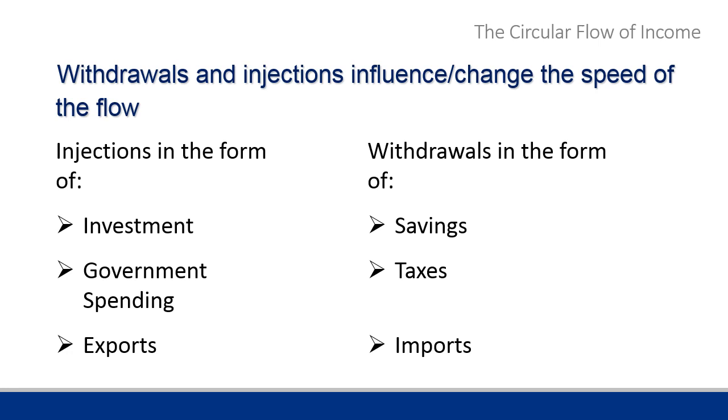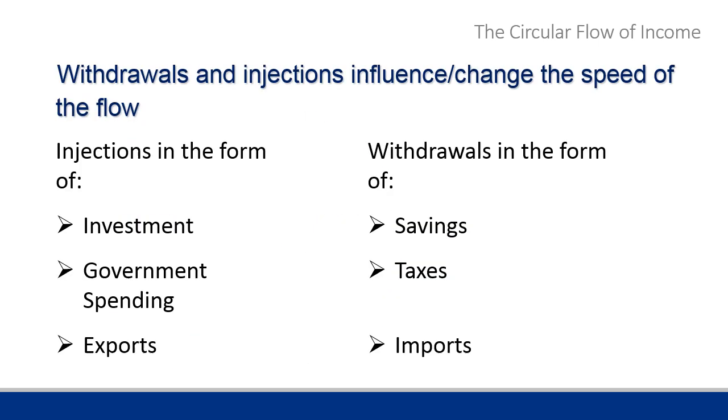But in the same way that money can be withdrawn, it can be re-injected by the same agents. The financial sector might provide loans for firms, that would be investment. Governments that receive taxes might spend that money into the economy in the form of government spending. And foreigners from abroad can also buy products from our firms in the way of exports. So these are injections back into the flow.